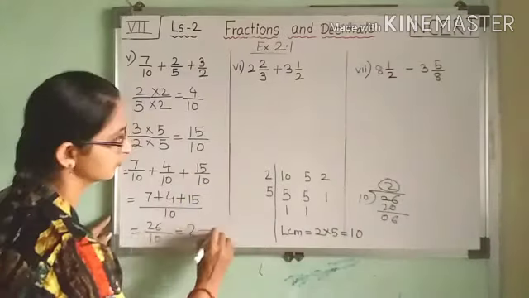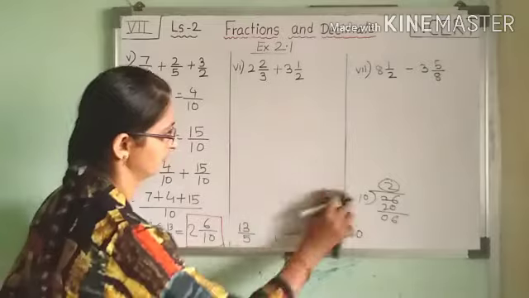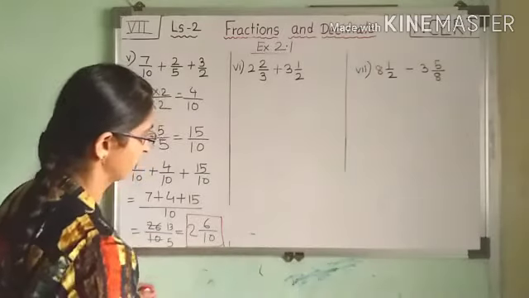Or we can write it as, since these two numbers lie in 2's table, 2 5s are 10, 2 13s are 26. So we can write it as 13 upon 5 also. This is also a correct answer. So let us move to the next sum.